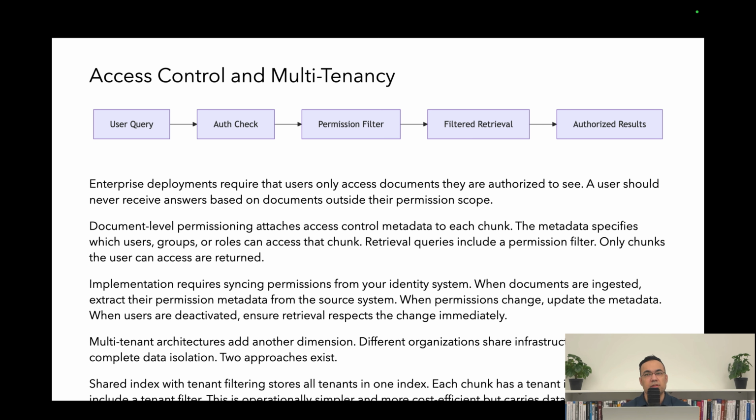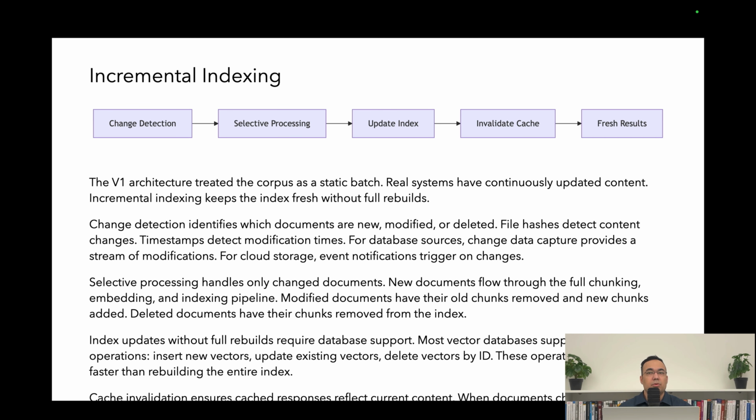Isolated indexes give each tenant their own index. No filtering is needed here. This is more secure but more expensive. You should choose based on your risk tolerance. Test permission enforcement explicitly. Create test users with different permission sets and verify that they can only access the appropriate content. Now let's talk about keeping your index fresh without full rebuilds.